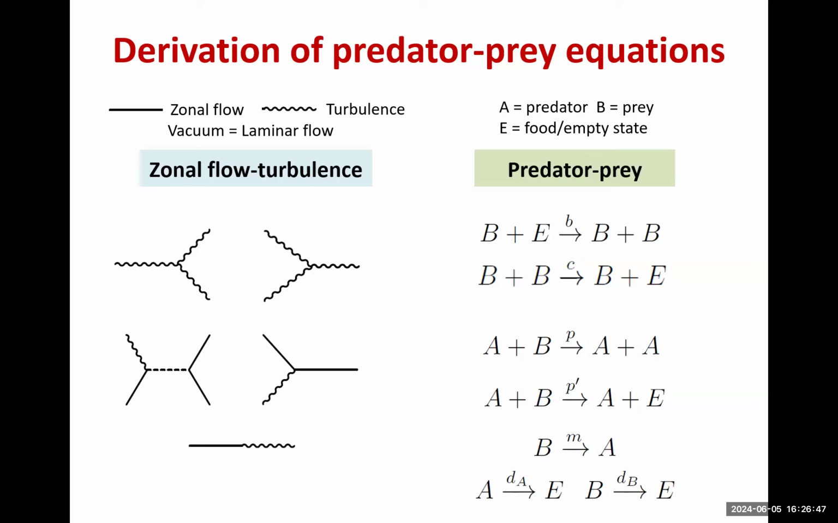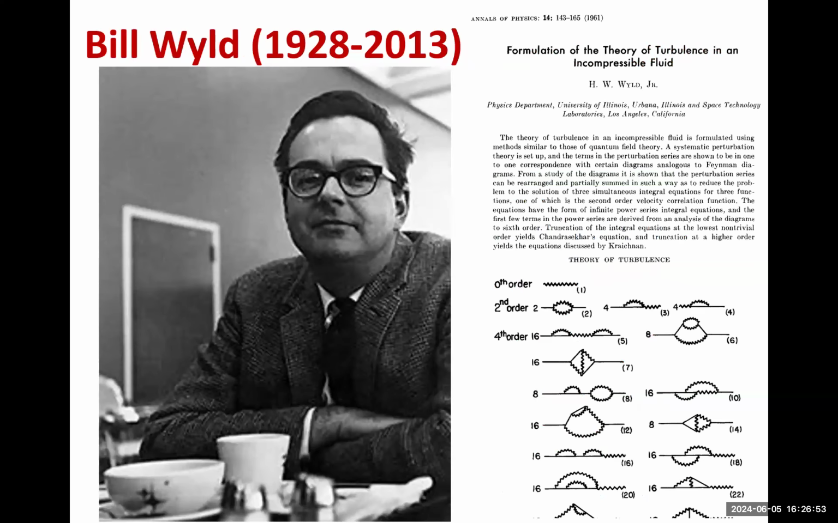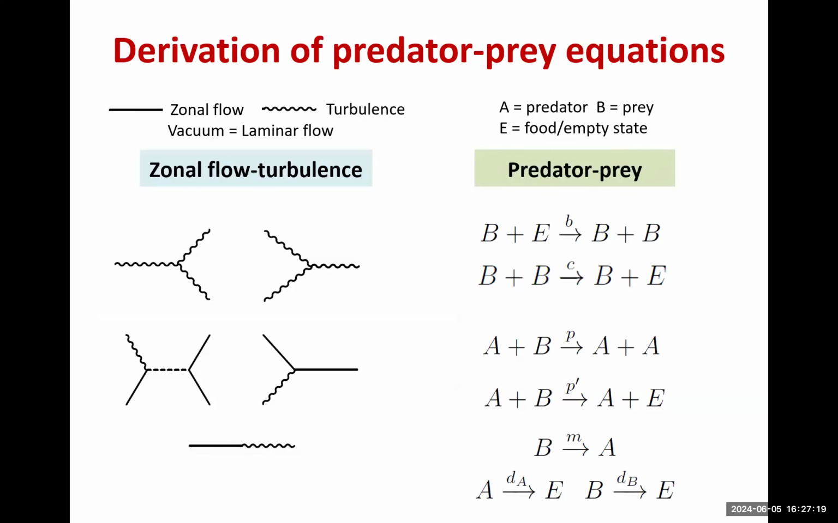The solid lines here are the zonal flows. The wiggly lines are the turbulence. I've got the Navier-Stokes equations, which have du by dt plus u dot grad u equals linear stuff. So the nonlinearity in the Navier-Stokes equations is a vertex, which will have three things coming from it. The first person to write down a field theoretic description of the Navier-Stokes equations was Bill Wild at the University of Illinois, an energy physicist. And so you can do the same thing here for wave turbulence. You can take the zonal flow and the turbulence, and write down all the possible diagrams that you would get from this. So let's have a look at this diagram.